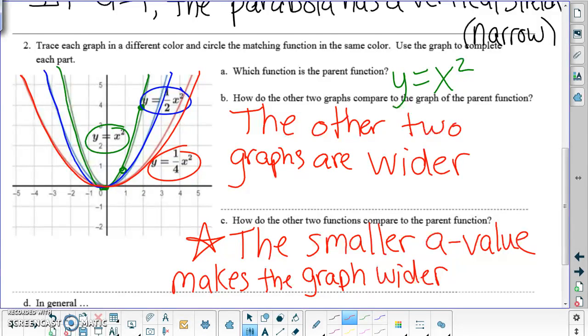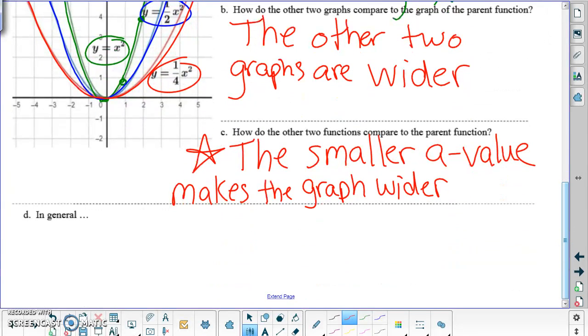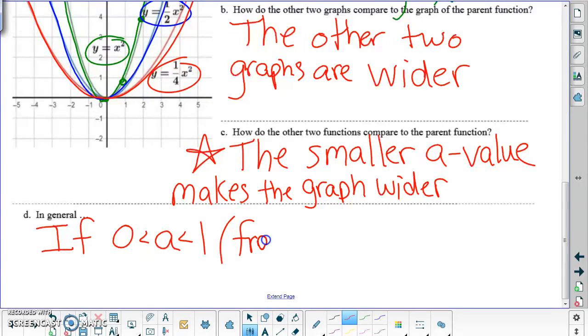So in general, if the a value is a fraction, it's called a compression. If the a value is a fraction, I can say it's greater than 0, but less than 1. That's how you would write that. In other words, a fraction. The transformation is called a vertical compression.